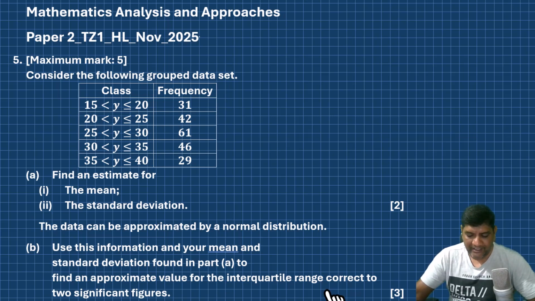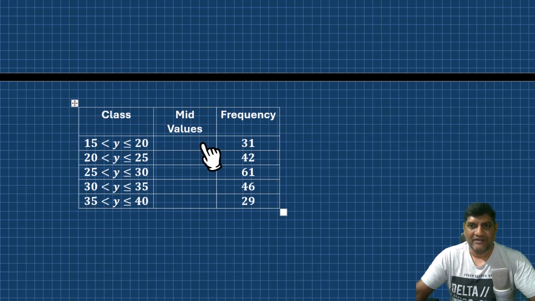I'm going to quickly calculate the mid values of the class interval. As you know, the mid value of the class interval is nothing but the upper limit of the class interval plus the lower limit of the class interval divided by 2. So in this case, it's going to be 20 plus 15 divided by 2, which is 35 by 2. And 35 by 2 is nothing but 17.5.